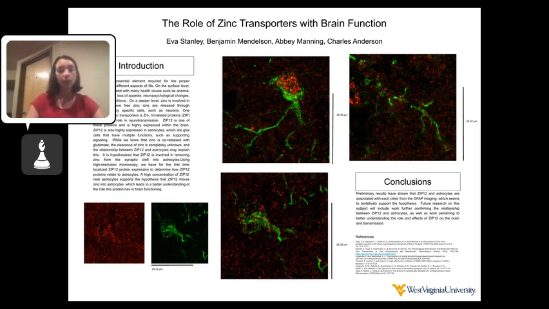Preliminary results such as this colocalization have shown that an association between ZIP12 and astrocytes exists, and future work on this subject will focus on confirming the relationship between ZIP12 and astrocytes, as well as better understanding the role ZIP12 has in the brain and how this may impact how the brain functions.